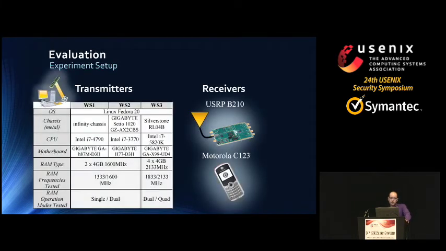So, onto the evaluation. To test every possible scenario that would be common in a regular office workplace, we checked about three different desktop configurations, each with different architectures and different memory configurations. We also tested the difference between dual channel, DDR2 and DDR3 memory, and different clock speeds. And the receivers, as we mentioned, are the USRP B210 and the Motorola C123.